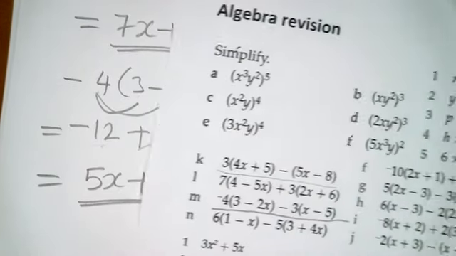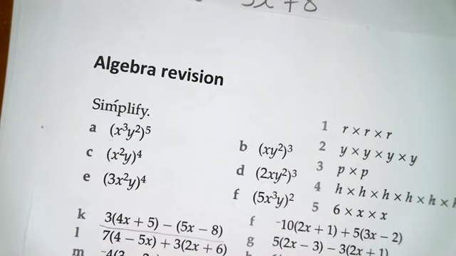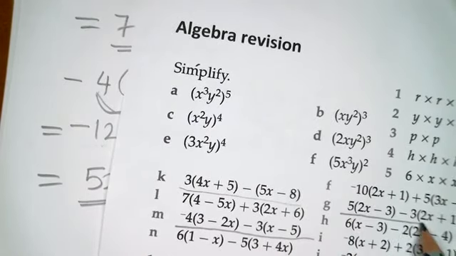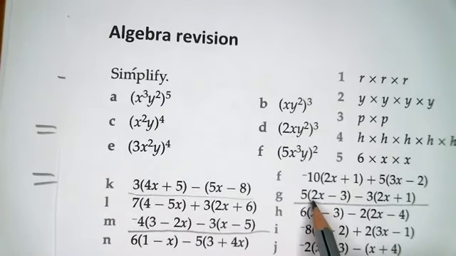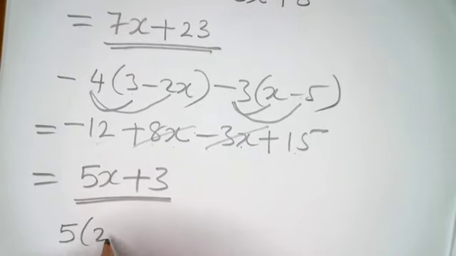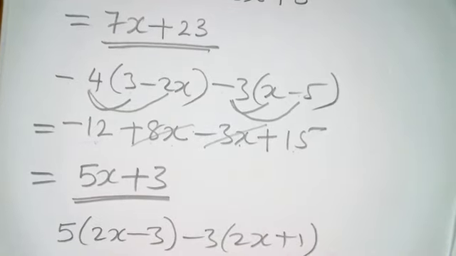All right, what else we got here? What other delights do we have awaiting us? All right, there's some great ones here. I like these ones a lot. Okay, what about doing G? Okay, this is nice and straightforward. We've got 5(2x - 3) - 3(2x + 1). Let's do that one. All right, so that's 5(2x - 3) minus 3 times (2x + 1).